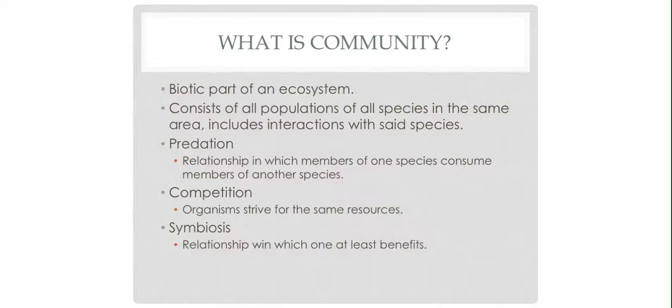The first one I want to talk about is predation. Predation is a relationship in which members of one species, generally the predator, consume members of another species, also known as the prey. The greatest example is a lioness and a zebra. These are classic examples of predator and prey.